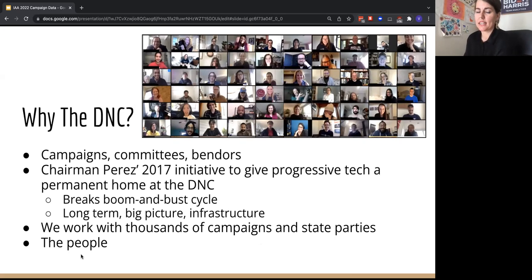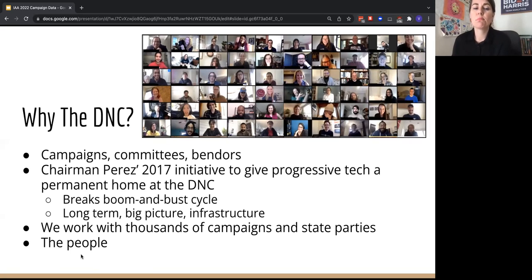There are the committees, like the national committee, the party itself, but we also have sister committees who sit at different parts of the infrastructure. And then there are vendors who also work in the space, usually private companies who develop data science products or data and analytics products that they will sell to the campaigns and the committees to support individual campaigns.